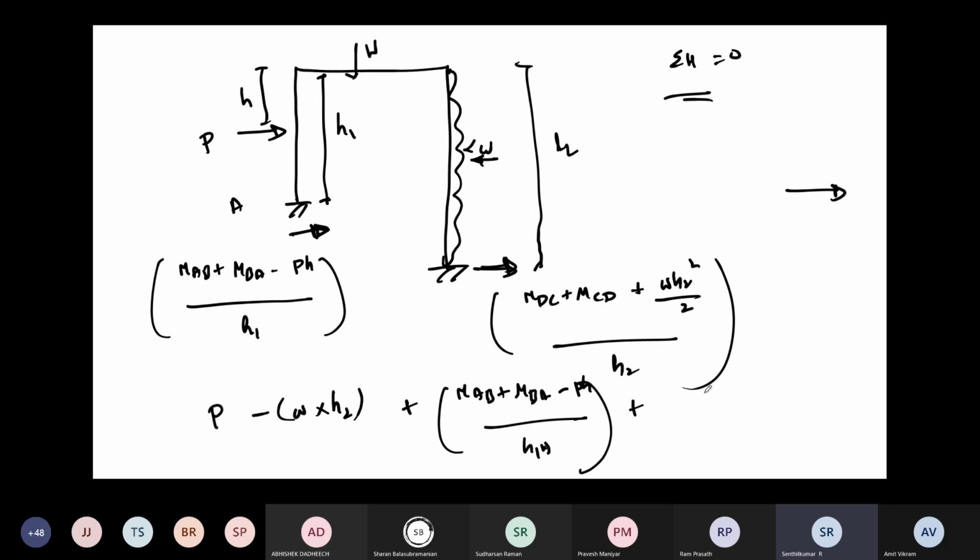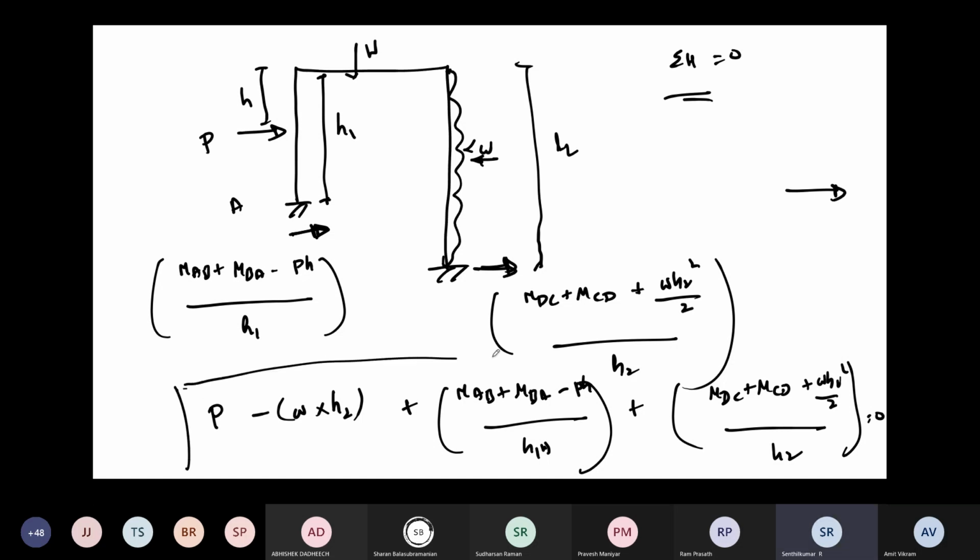Then this is also positive direction plus MDC plus MCD plus WH2 square by 2 by H2, which is equal to 0. So this is your shear equation. If you know the MAB, MBA, MCD, MDC, all the values, you can substitute here in the equation. Additionally, you are getting one more equation as a shear equation. You can find out the delta here, because all the values are known values. Maybe MAB, MBA, MDC, MCD will be in terms of delta and theta. So that is the one more equation you will get, and easily you can solve.